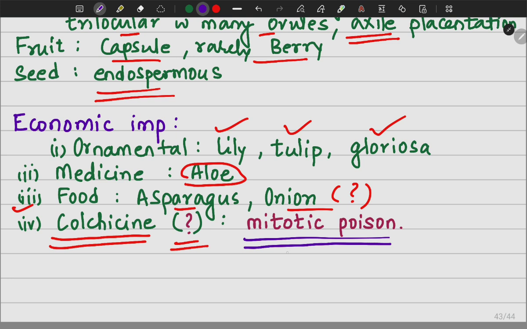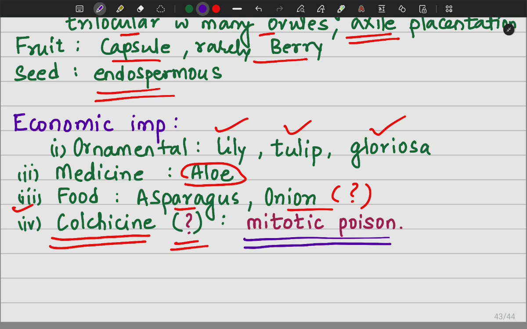Now there's an advantage to this mitotic poison, and you will have to find out which particular stage or phase of the cell division this mitotic poison stops. So find it out and write down the answer in the comments below. Also find out what is the scientific usage of this colchicine, like for what purpose is it used. So find out these two answers and write down in the comments below.